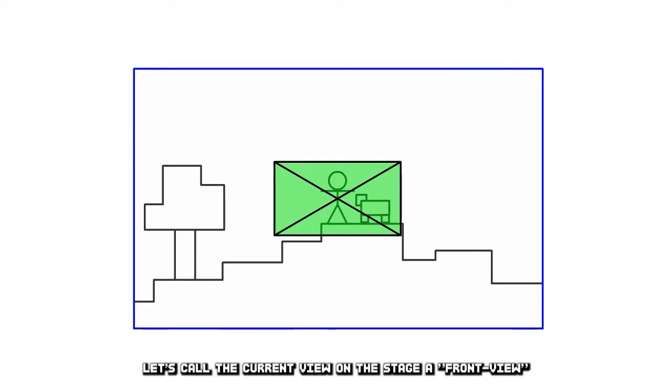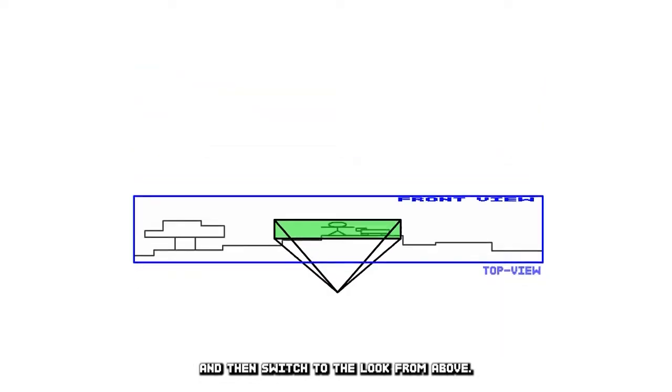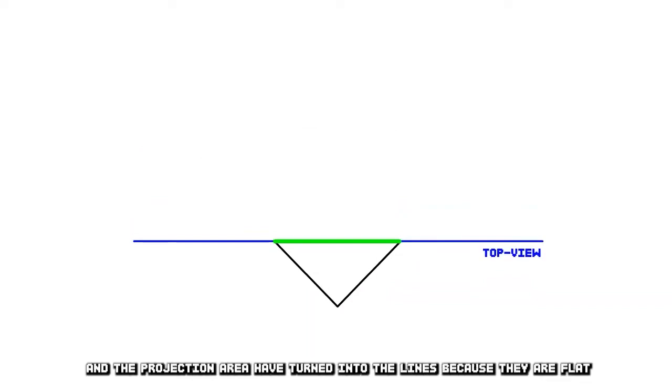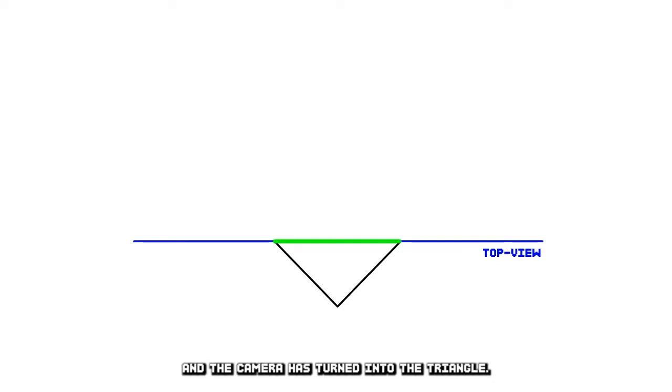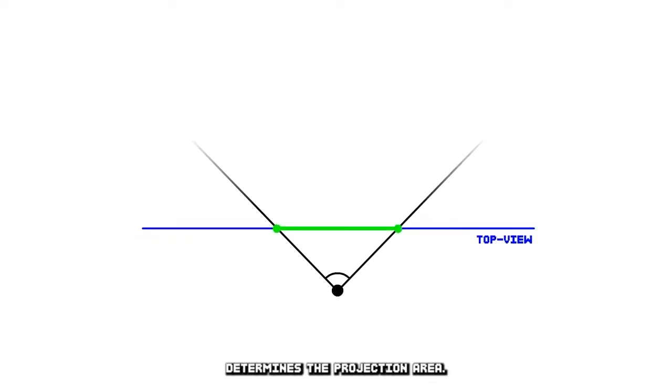Let's call the current view on the stage a front view and then switch to look from above. Now you can see that the stage and the projection area have turned into lines because they are flat and the camera has turned into the triangle. To be honest, calling the camera a triangle in our case will be wrong. It is actually a point with two beams that have a fixed angle between each other. The intersection of these beams with the stage plane determines the projection area.